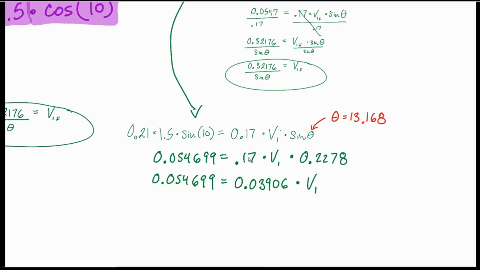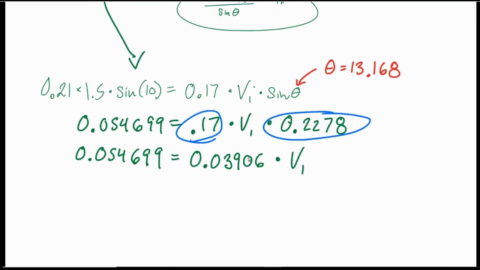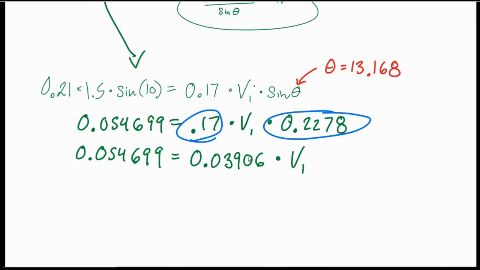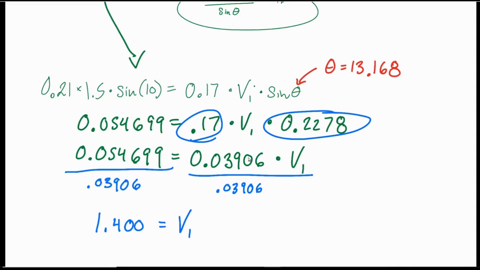All right, so I went ahead and plugged in the numbers for the different angles and masses that were either given in the problem or that I had just solved for. Then I multiplied the 0.17 times sine of 13.168 degrees. And now I'm going to divide both sides by that number. All right, and so I get 1.4 as the velocity of V1.